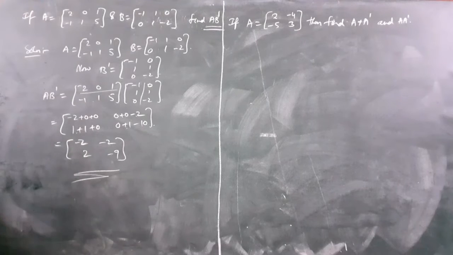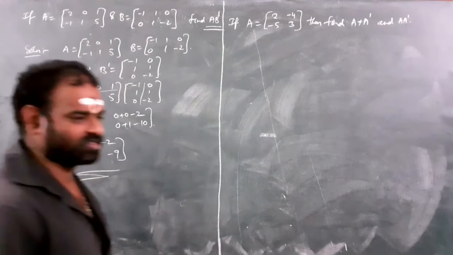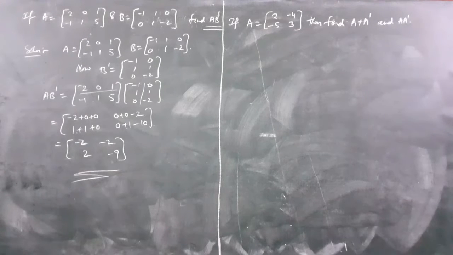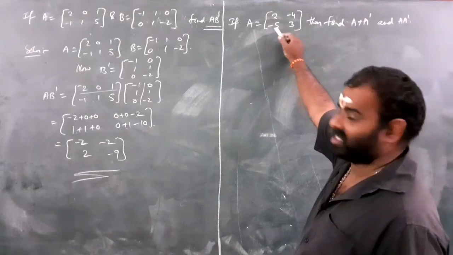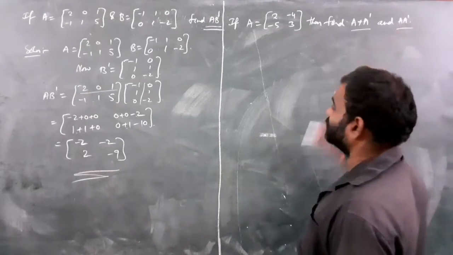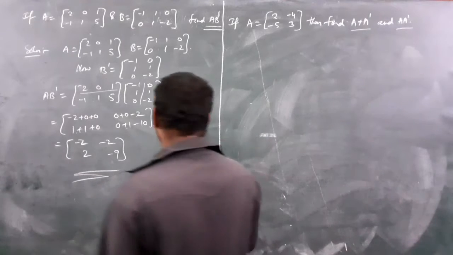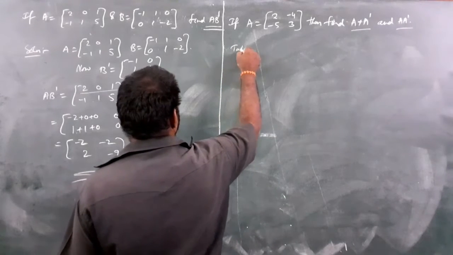Here it is simply multiplication, there is no other concept. Understand? So here you have to find A plus A dash and A into A dash. This is also very simple. So take what is given.